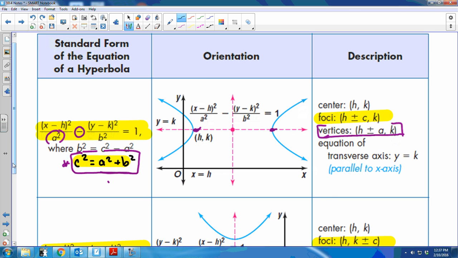So you have a horizontal hyperbola. You have an equation that's very similar to an ellipse equation, but it's not the same, and we'll talk about that in a second. You have an equation to find C that is very similar to what we had with ellipses, but it's not the same. What your foci and vertices are. Again, what's highlighted is what's given to you, and what's not highlighted you need to know.